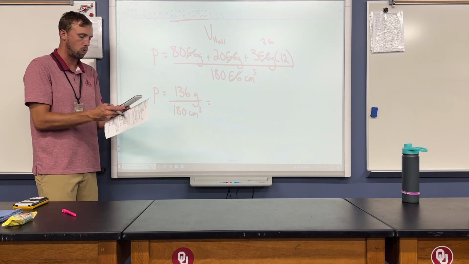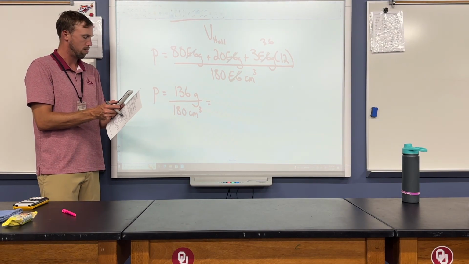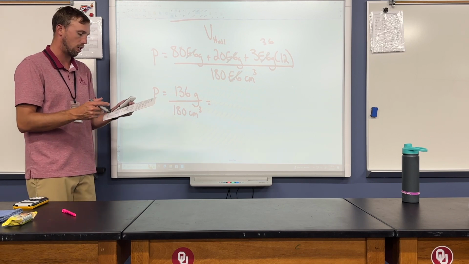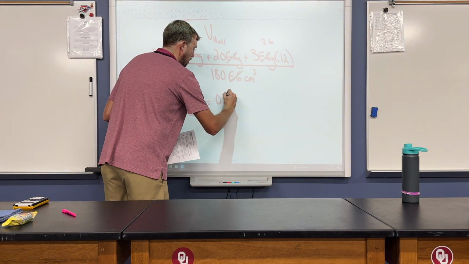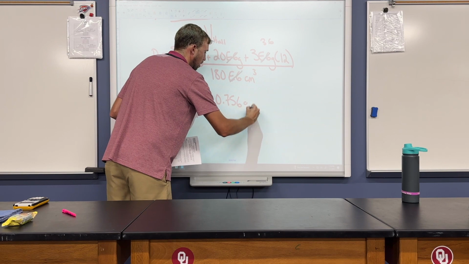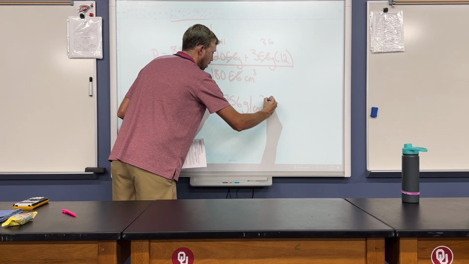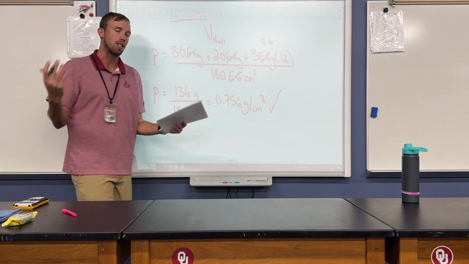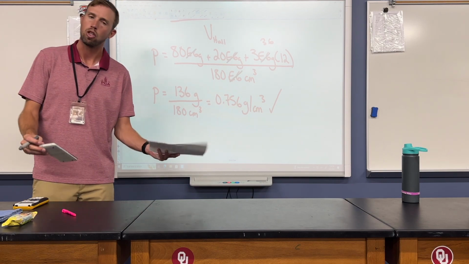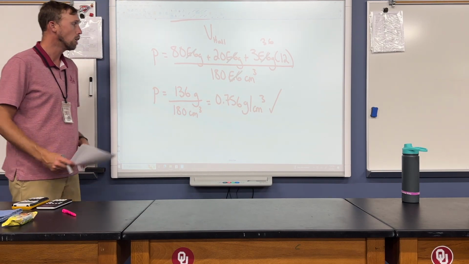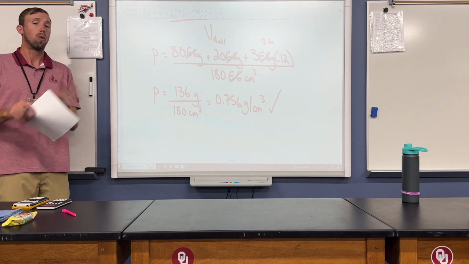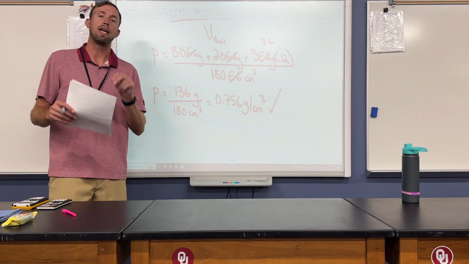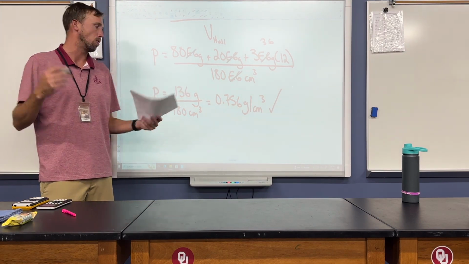So I'll plug these in, 136 over 180. My numerator is smaller, so I should be good here. And I'm getting 0.756 grams per cubic centimeter. And that is a check mark because our value for density is less than 1, so we're good to go here. So that's the first thing we'll do working with Design Challenge 0A, make sure our ferry actually does float.